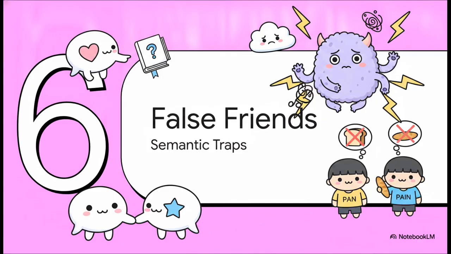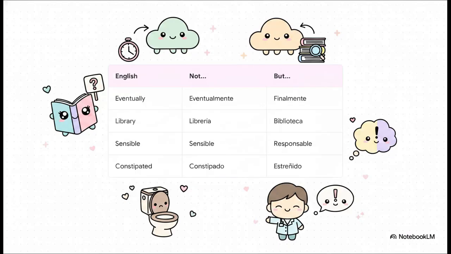Section 6. Navigating false friends. And now we address a highly practical challenge and honestly the ultimate semantic trap for foreign language learners: false friends. These are elements in the lexicon that bear a massive formal resemblance with a lexeme of another language, but they absolutely do not share the same meaning. Just look at these classic examples of English and Spanish false friends. Eventually means finalmente, not eventualmente. Library is biblioteca, not libreria.